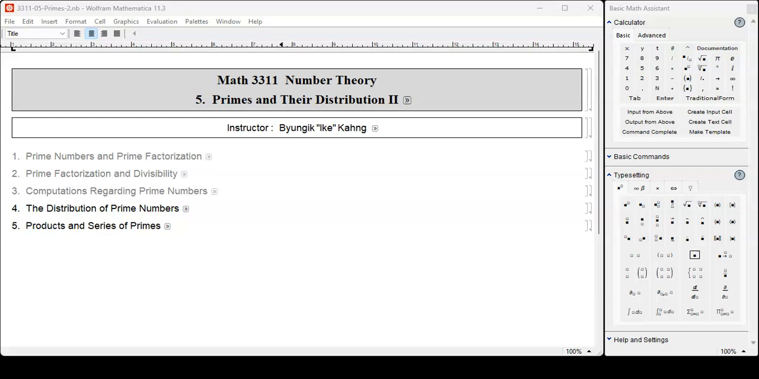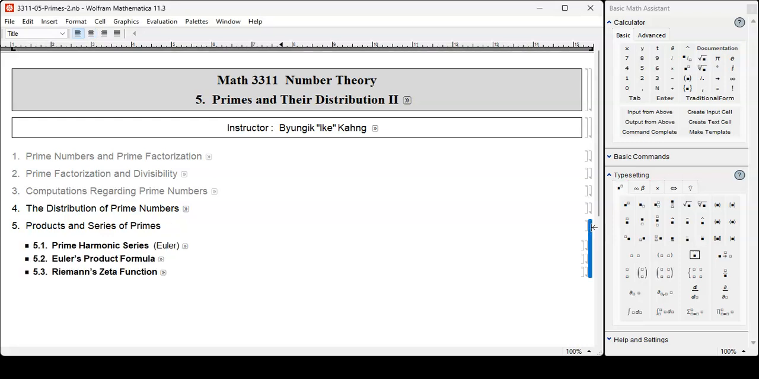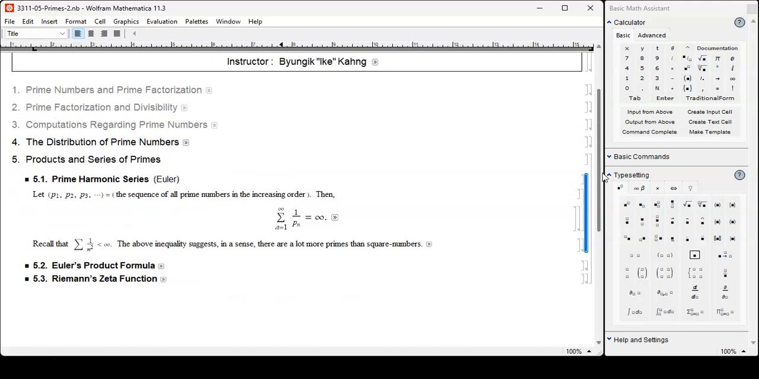Hello students, welcome back. We just completed section 4 and now let's go to section 5, product and series of primes. First, let's discuss some series of prime numbers.